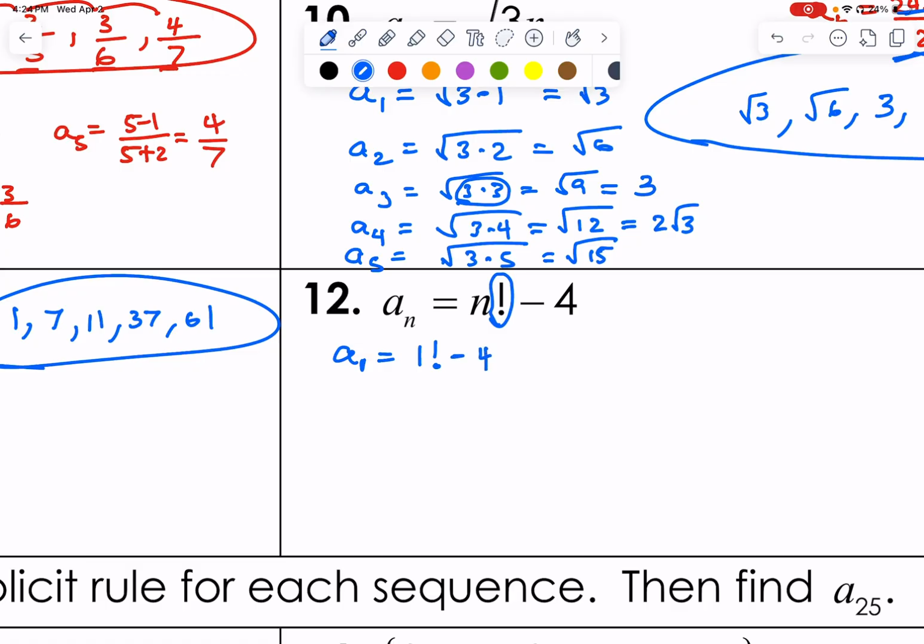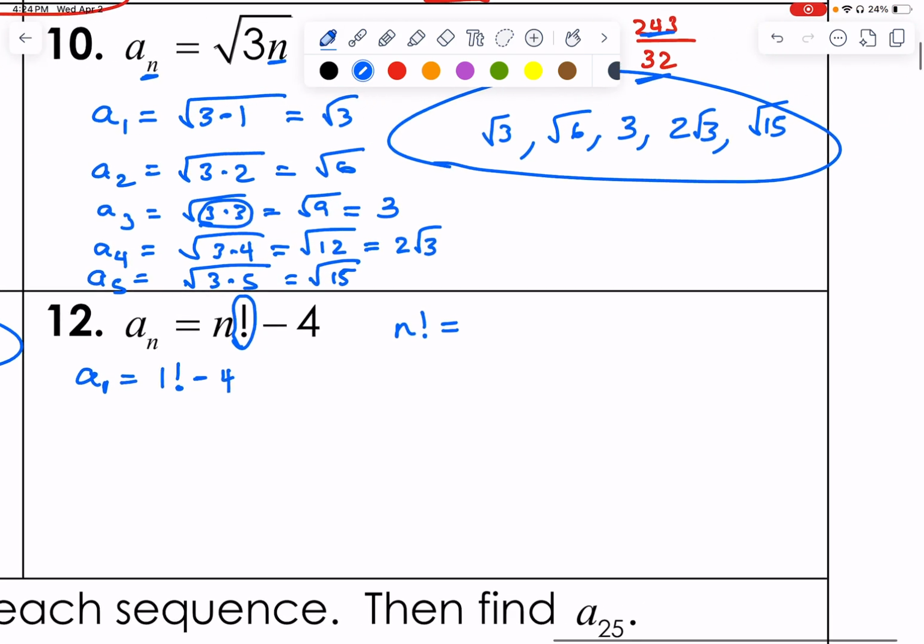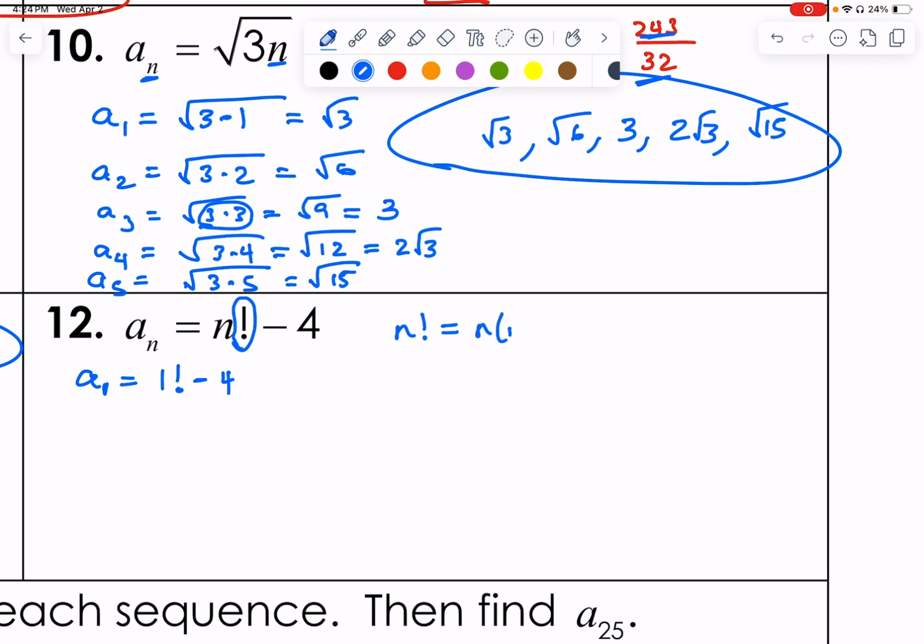If you've ever been in AP Stats, what's a factorial? N factorial is just the number n times, so it counts down from n, and it counts down by ones until you get to 1. So n times n minus 1 times n minus 2 times n minus 3 until you get down to 1.